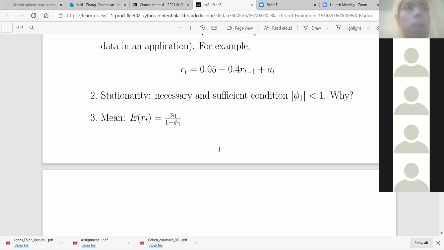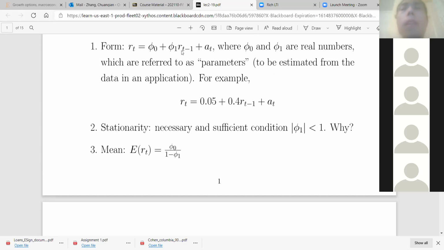And next, let's look at the mean, the expected value, right? How do we calculate that? We just simply take the expectation on both sides, the expectation here and the expectation here, right? And the error term goes to zero. So we know that the expectation of RT and of the previous period should be the same. The expectations are the same, so we can solve for the expectation by simply solving the simple equation, still using phi 0 and phi 1.